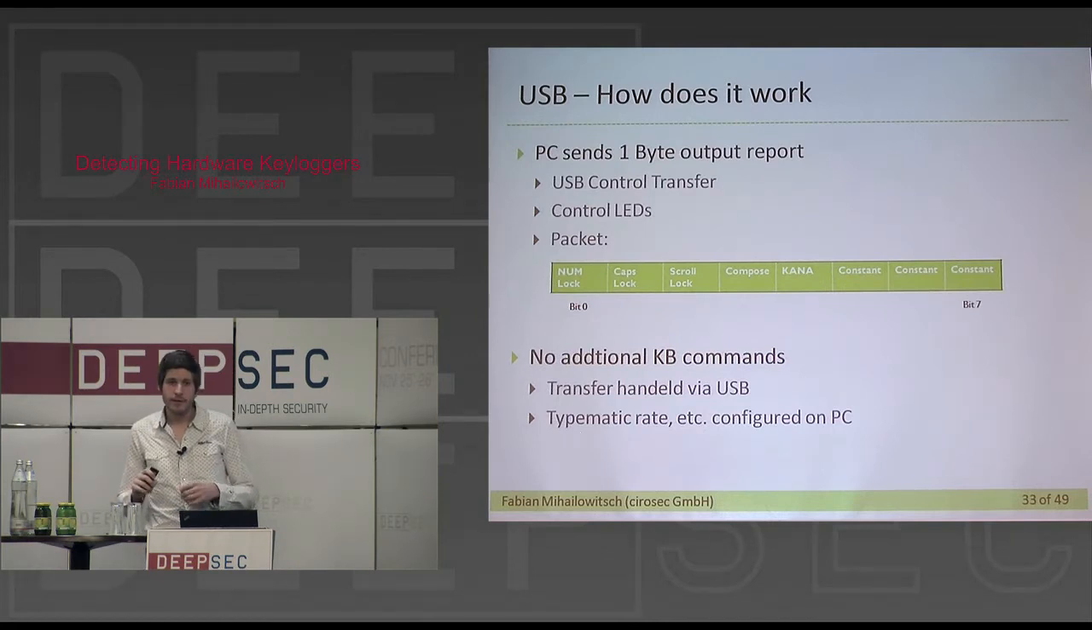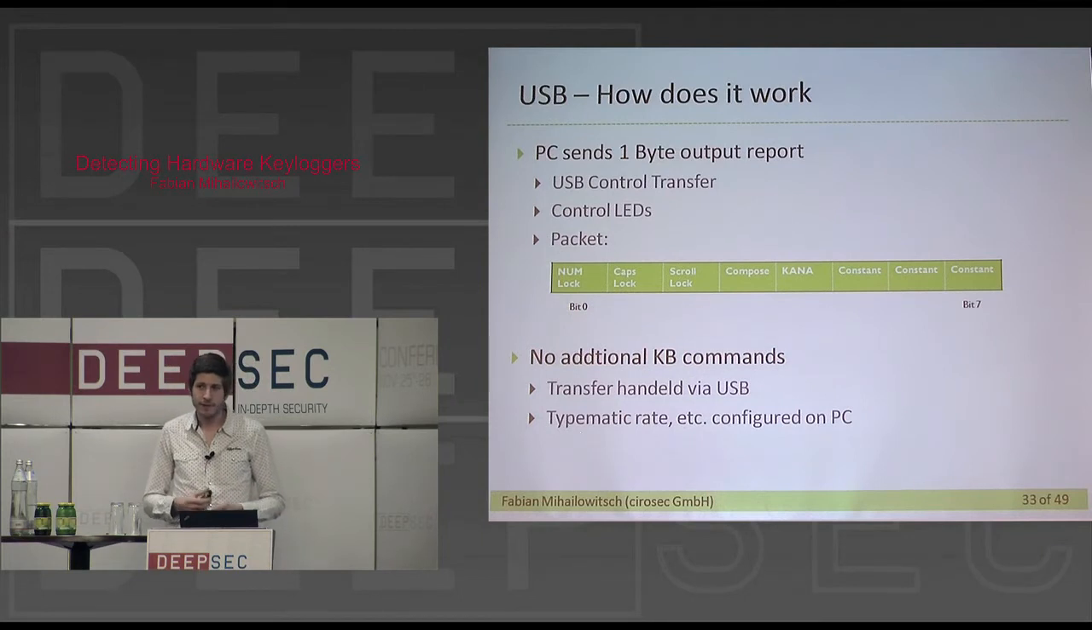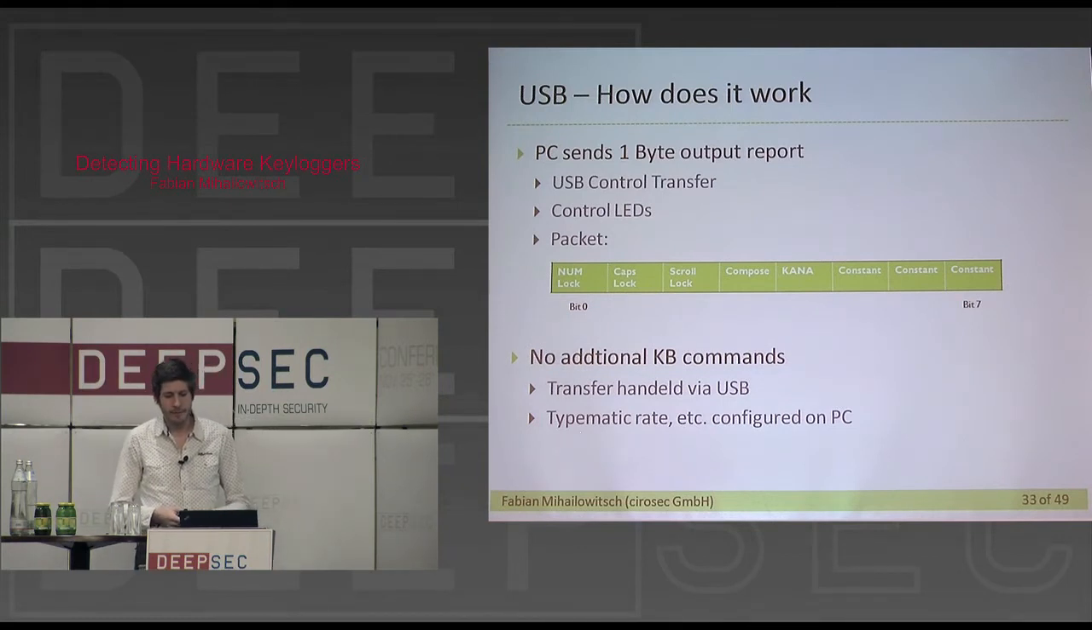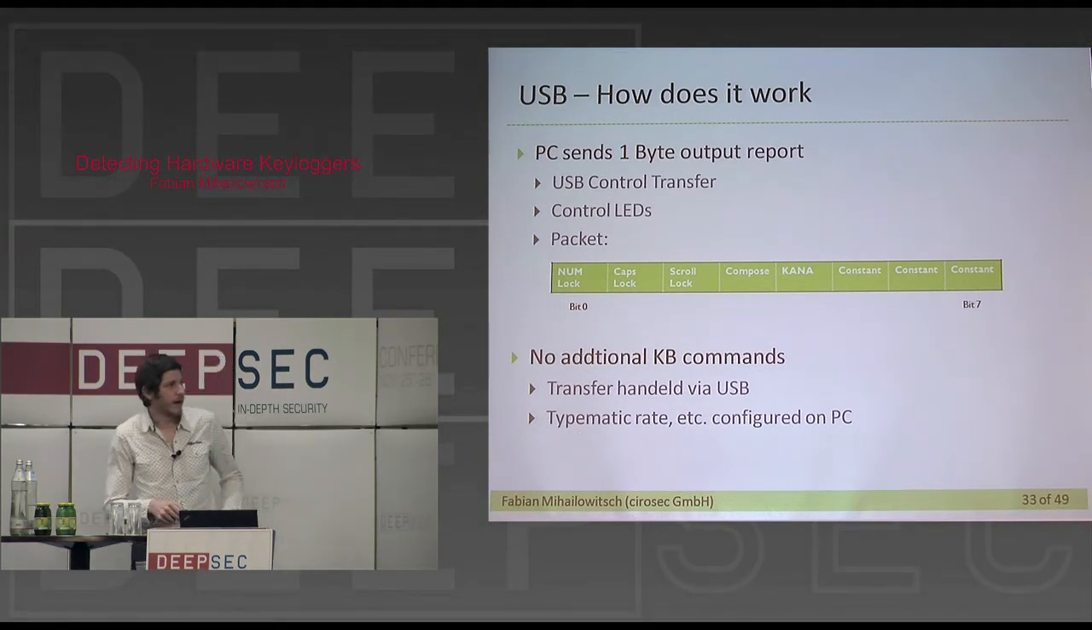The PC to the keyboard in return can send 1-byte output reports. They are sent as USB control transfers and are basically just used to set the LEDs of the keyboard. They don't have any other use. And the packet looks like this: 1 byte, 8 bits. You can see 1 bit for numlock, caps lock, and so on.